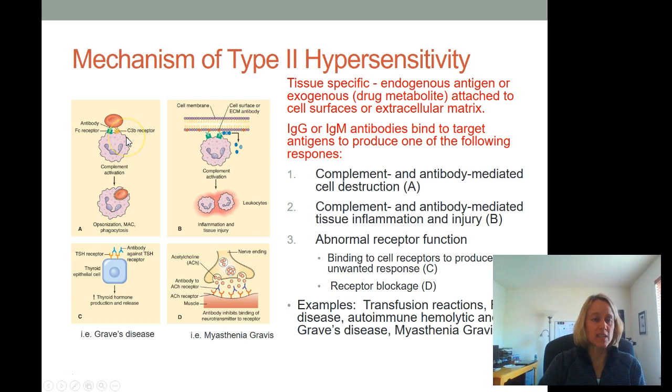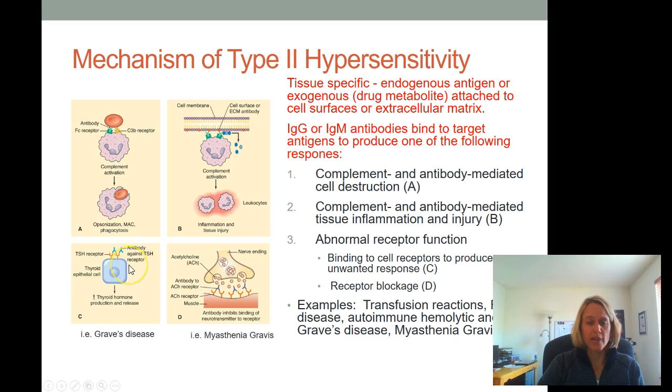An example of this is incompatible blood transfusion. So these antigens on this red blood cell are incompatible, and this is going to cause antibody binding to those antigens, which will then activate complement, and then we get complement-mediated phagocytosis. Number two, we have antigens expressed on the cell surface or extracellular matrix, and we get antibody binding to that, and this activates complement and produces tissue inflammation and injury.